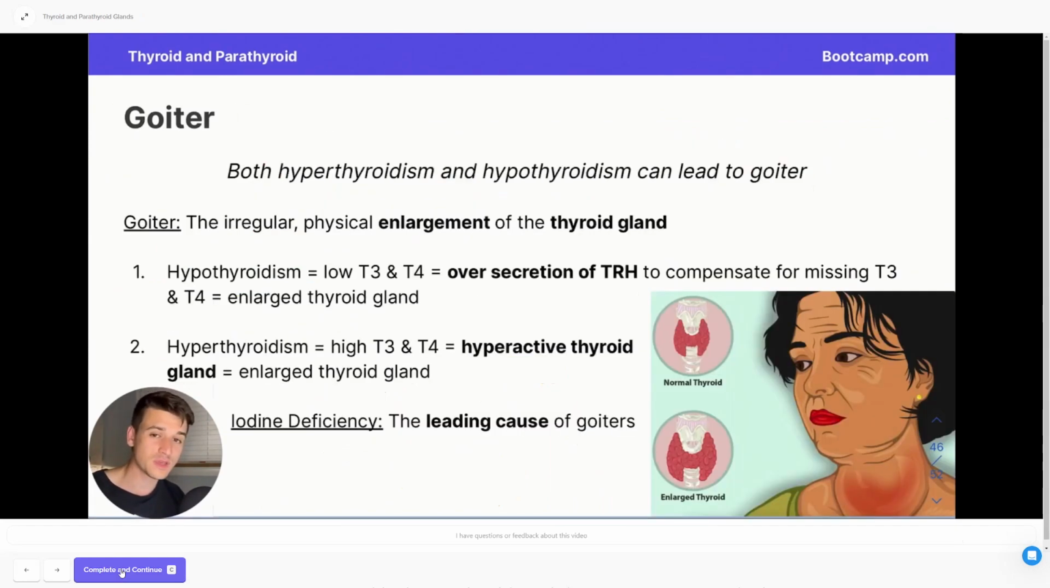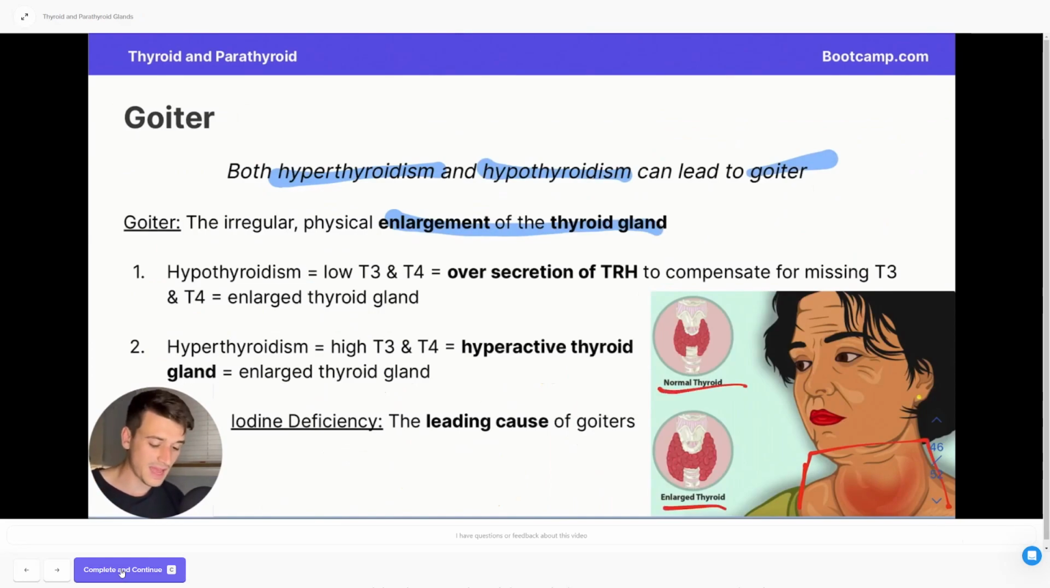And unfortunately, we can actually go even deeper than that because both hyperthyroidism and hypothyroidism are possible precursors to something known as a goiter, with a goiter being an irregular enlargement of the thyroid gland, visible in our visual example down below, with both normal and enlarged thyroid glands depicted.